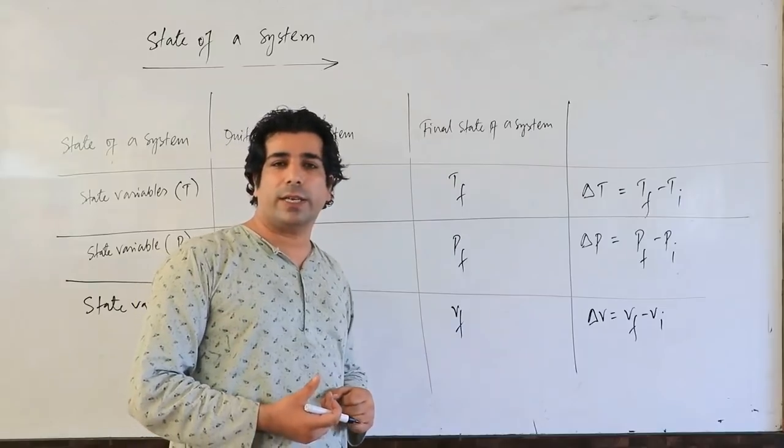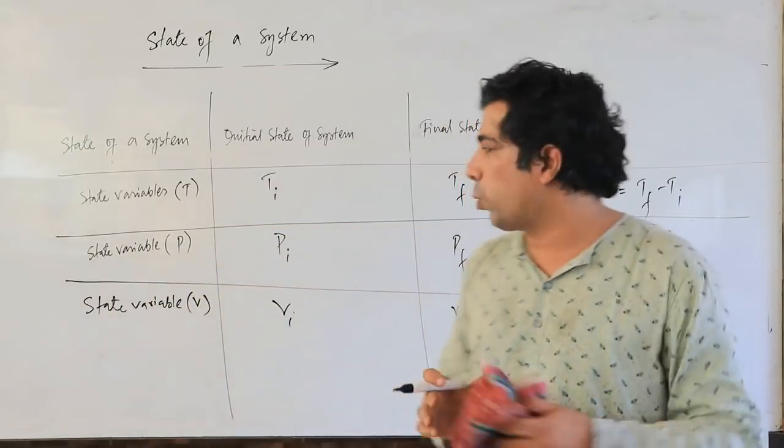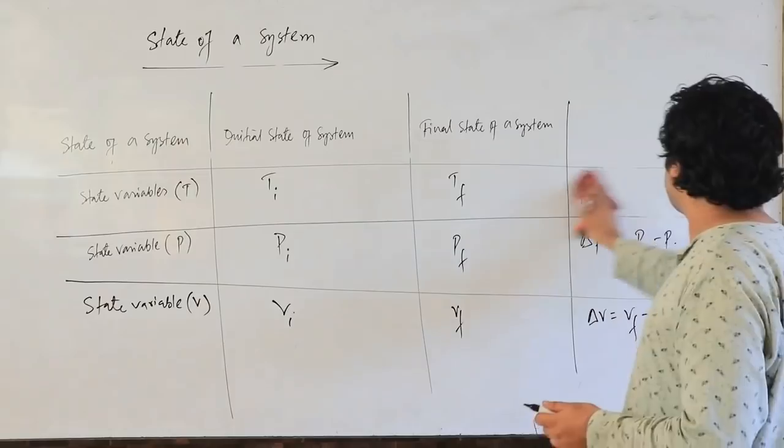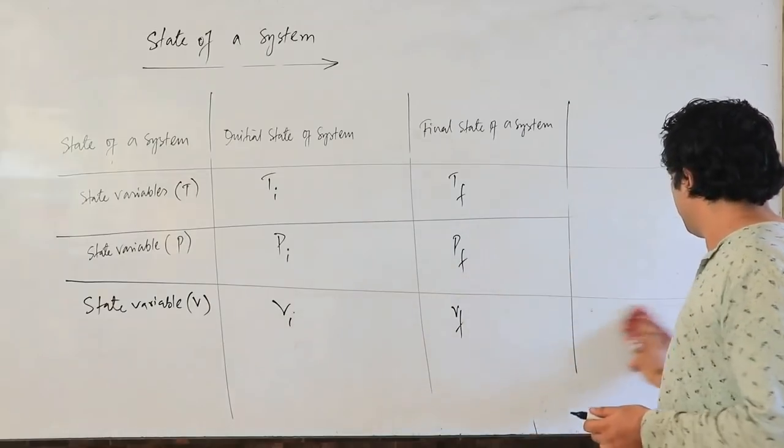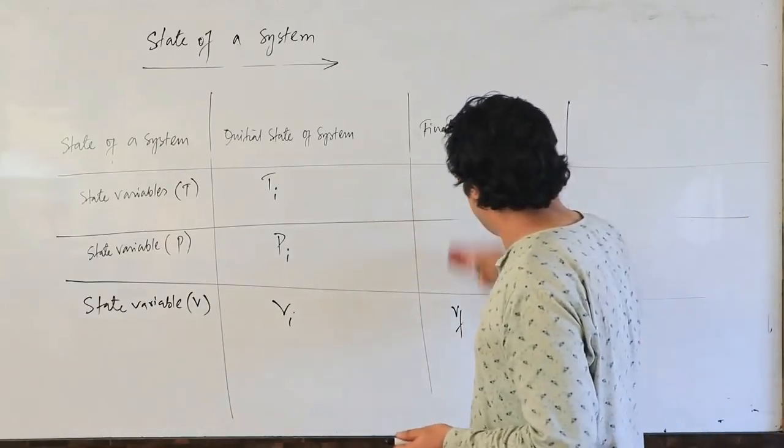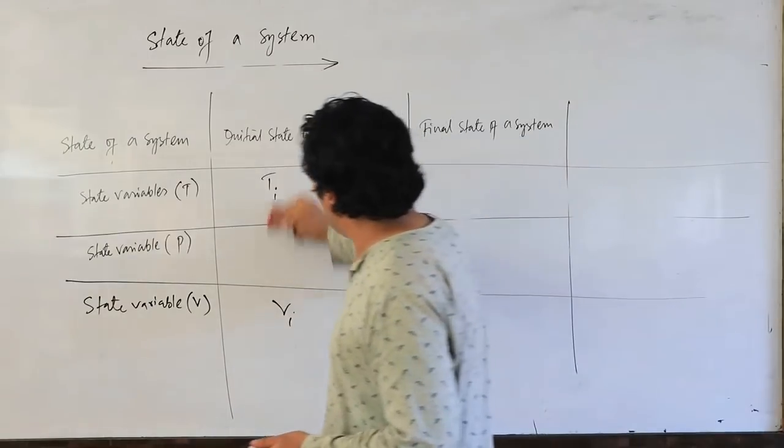I hope you are understanding, my dear friends. Now let's take a few more quantities which will describe the state of a system. So let us take a few more state variables.